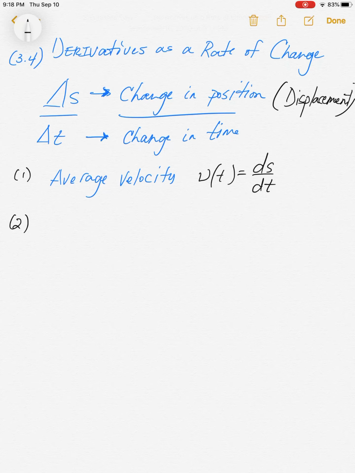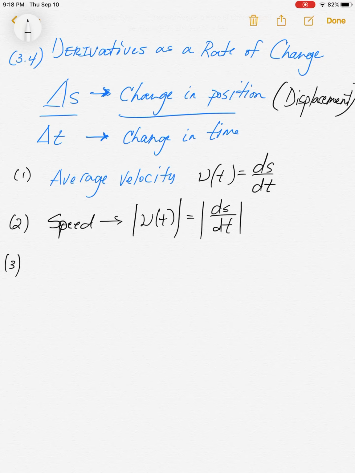All right, so we have average velocity. What if someone says, what is speed? Speed is the absolute value of velocity. So that says that speed will always produce a positive value. Velocity can be positive or negative depending on the direction, but speed will always be positive.